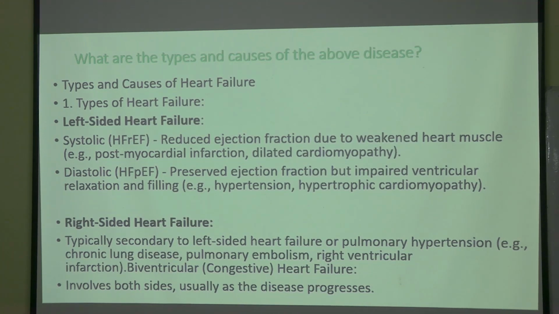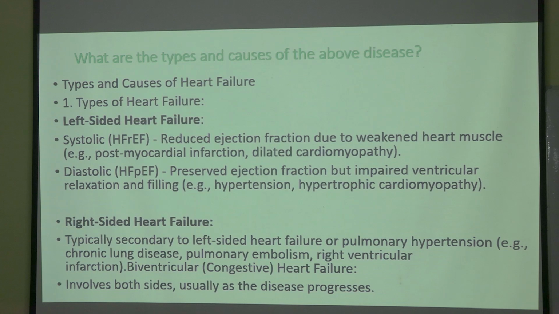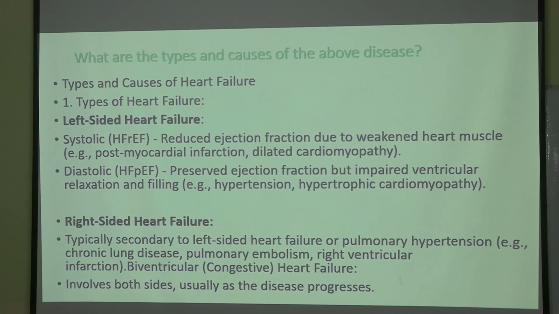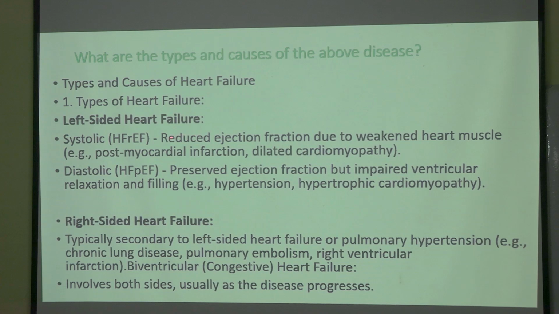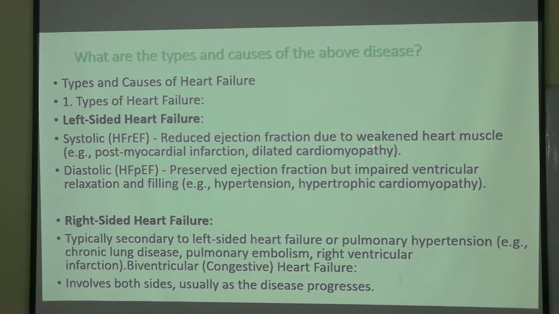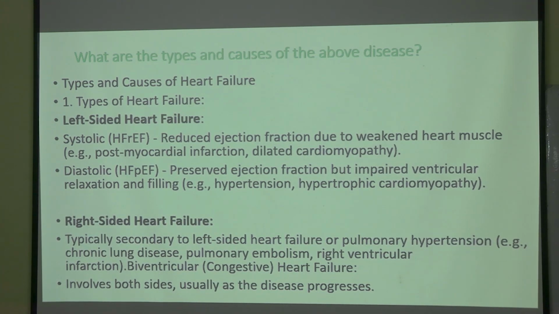weakened heart muscle, right? In this case, it was given that the person has a past medical history of myocardial infarction. So in myocardial infarction there is damage to the myocardial muscles or cardiac muscles. So how is this condition related to this? You can say in this case there is a reduced ejection fraction and it is due to weakened heart muscles.